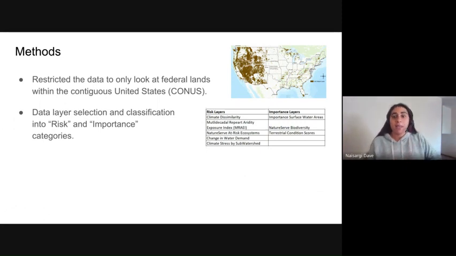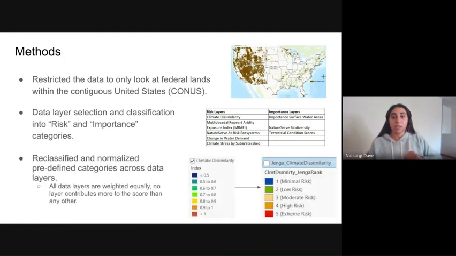We considered importance as layers that show the opportunities to improve or protect certain areas in terms of livelihoods, ecosystems, and the climate. Out of the dataset, we used 5 representative risk layers and 3 importance layers. Now, given that each layer had a different number of predefined categories, we reclassified and normalized the data so all the layers had ranks between 1 and 5, ranging from minimal to extreme risk or minimal to extreme importance. All data layers are rated equally, so no layer contributes more to the score than any other.